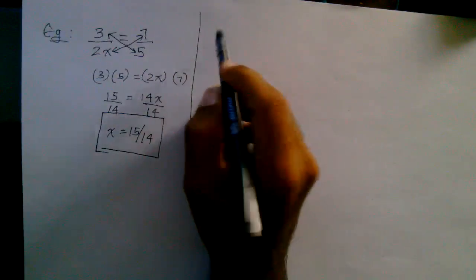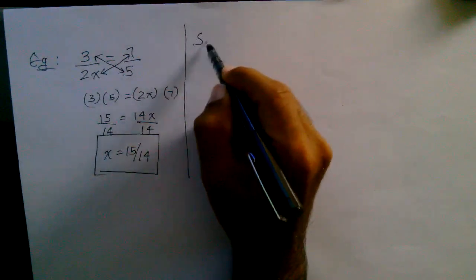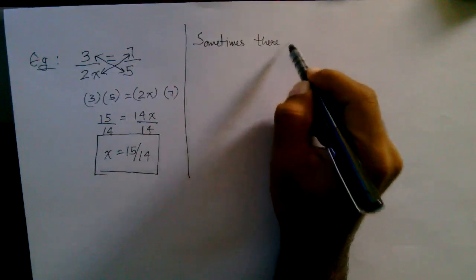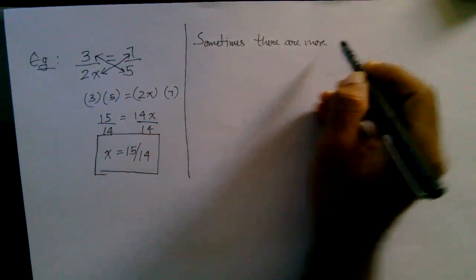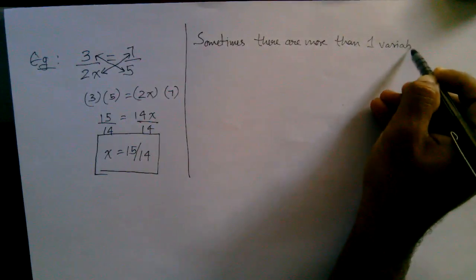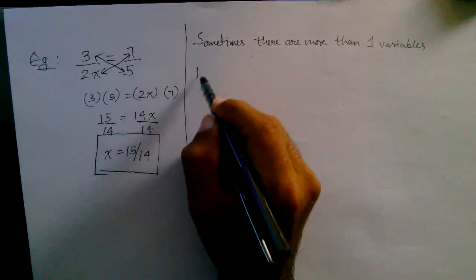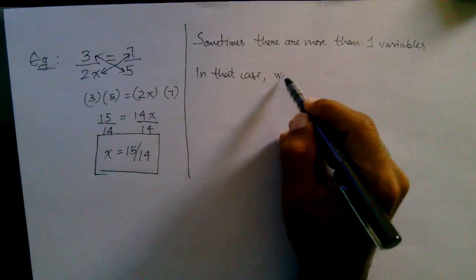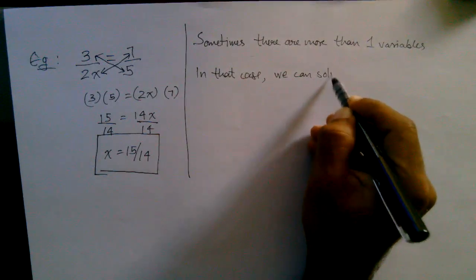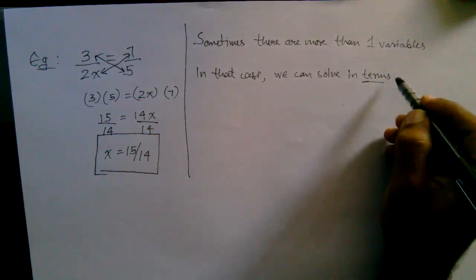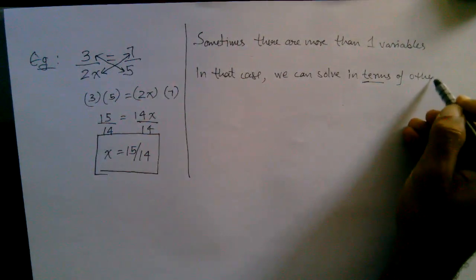Now the next idea is, it's possible sometimes there are more than one variable. In that case, we can solve in terms of other variables.